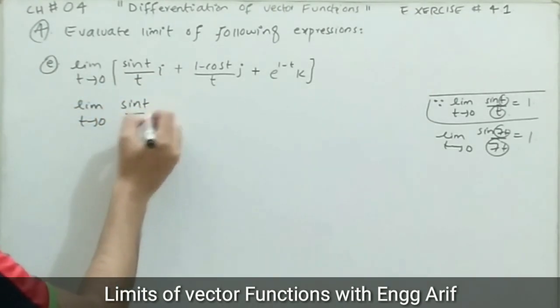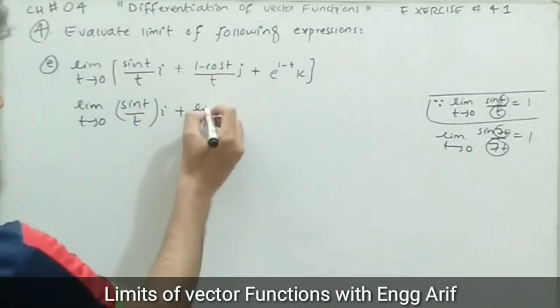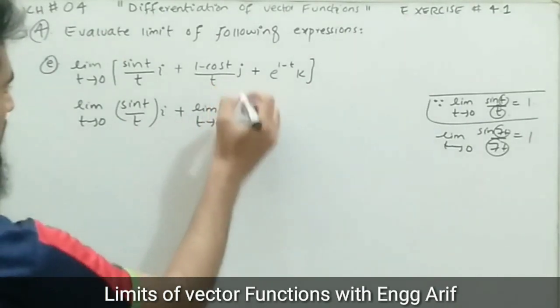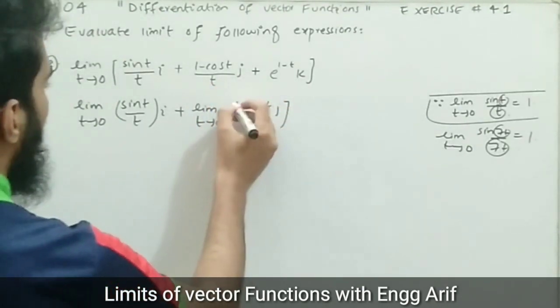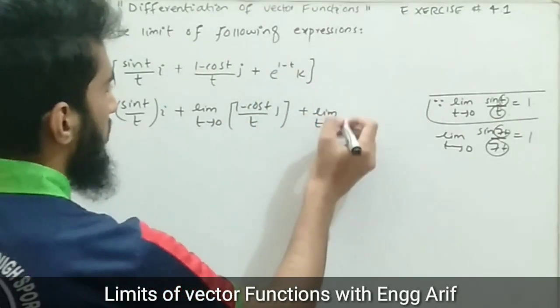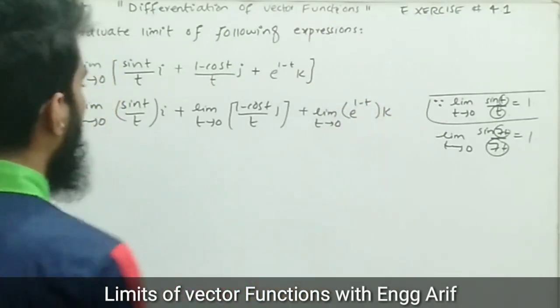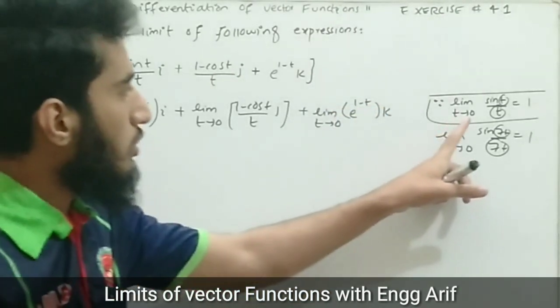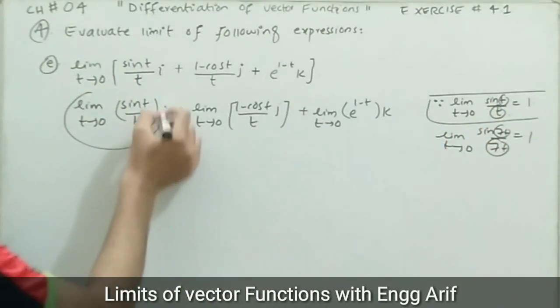So sin t divided by t into i, and also apply the limit on the second term, so it becomes the limit as t approaches 0 of (1 minus cos t) divided by t into j, and also apply the limit on this term, so it becomes the limit as t approaches 0 of e raised to the power 1 minus t into k. Now we know that the limit as t approaches 0 of sin t by t is equal to 1. So over here the value of this whole term will be equal to 1.